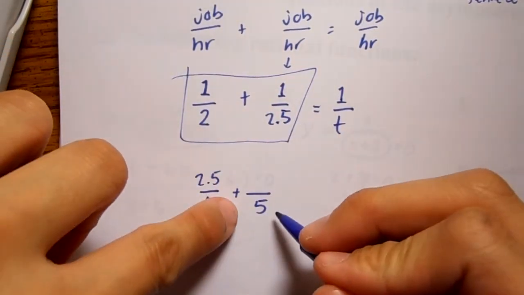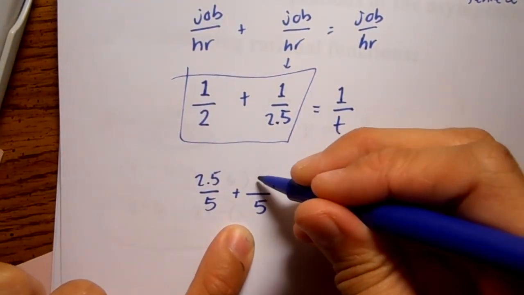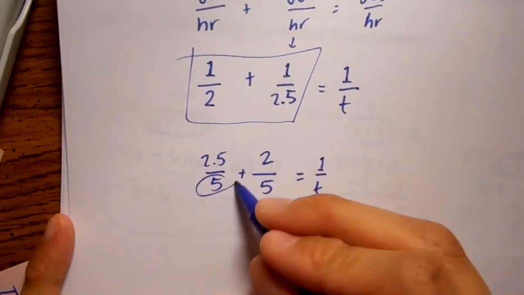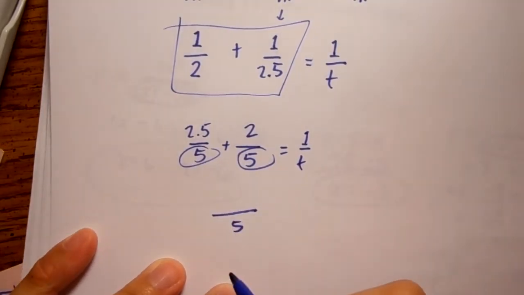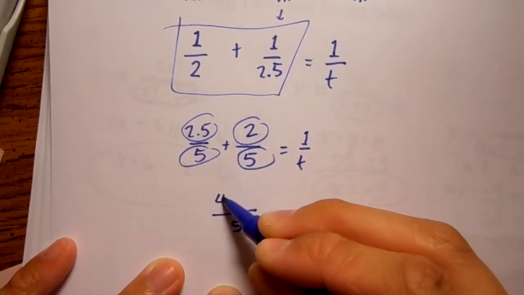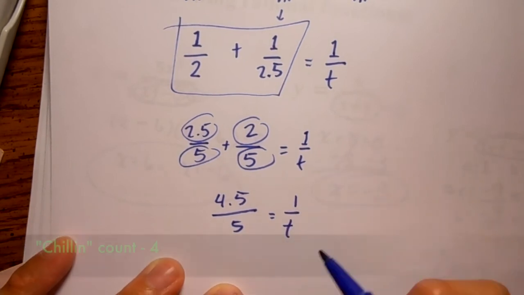2.5 times what gives me 5? Well, 2 times 2.5 gives me 5. So then I'm just going to put a 2 is equal to 1 over t. So now that I have a common denominator, I'm going to put it over that one denominator and then add the numerators. 2.5 plus 2, well, that's 4.5. And I still have 1 over t on the right side.